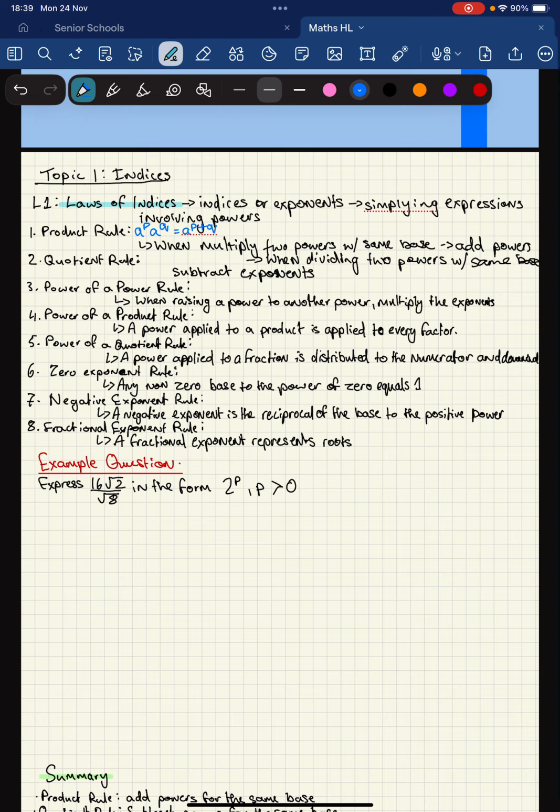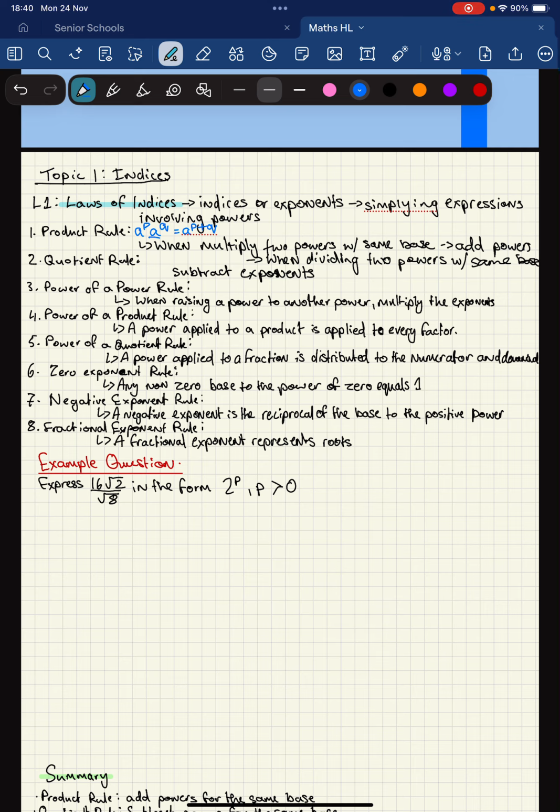Now, what this basically means is when you multiply two powers with the same base, your base being this a, so whatever your main number is, you add those powers. This basically just means you get rid of one of the a's, you keep one, and then you just add an addition sign. The best way to do this is look up some practice questions, do it over and over until you can identify it better.